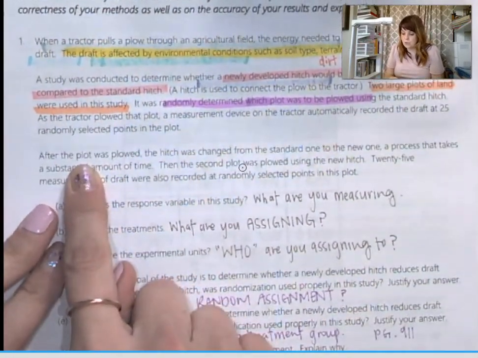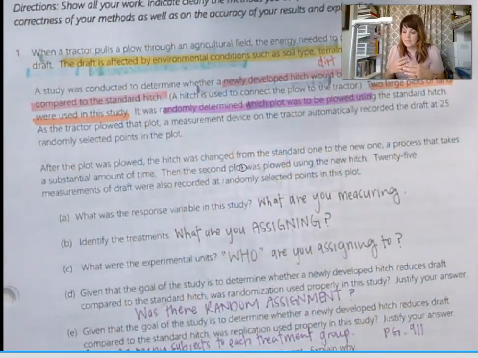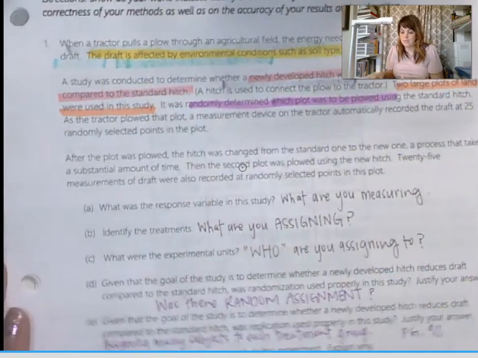And then to determine if draft was decreased, they are going to take 25 measurements while they're plowing. So while they're plowing the plot, they will randomly select 25 times that they're going to record the draft, or the amount of energy it takes to pull the plow through the dirt. Okay, sorry that was such a long setup, but sometimes to solve these problems, you have to really understand what the problem is telling you.